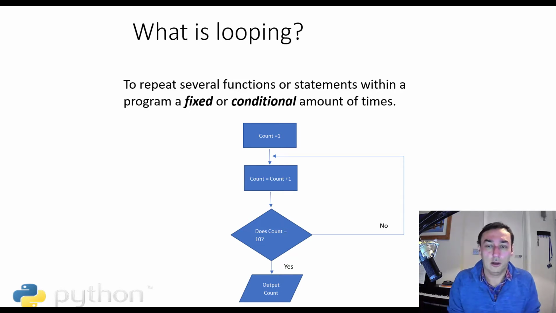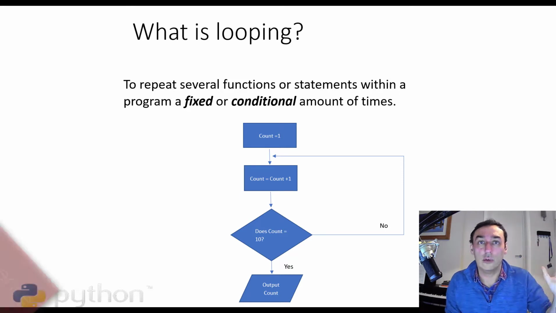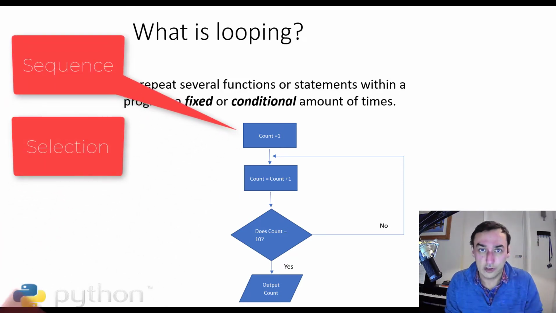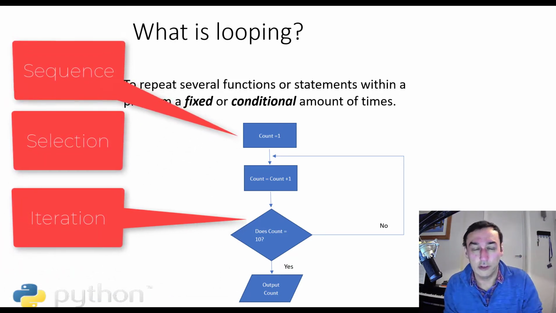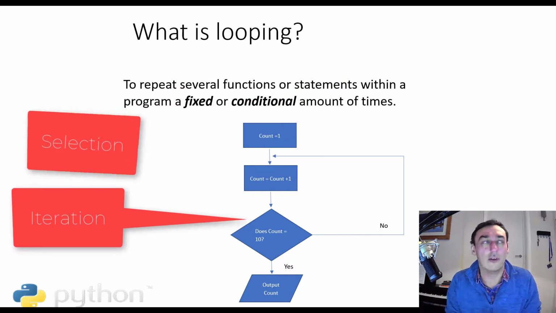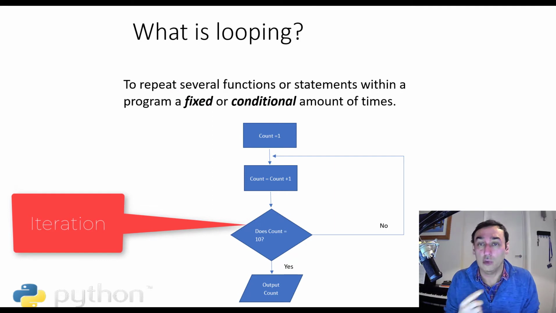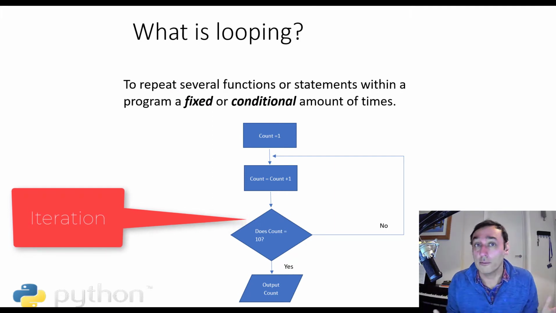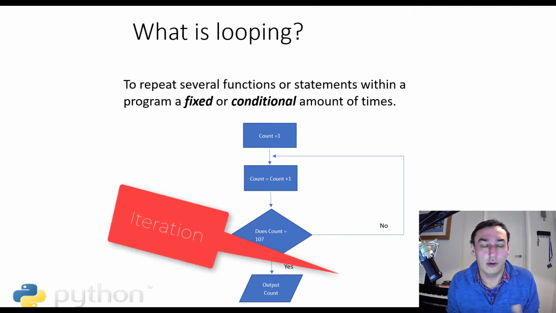If you remember, a while ago we talked about sequence, selection and iteration. Sequence is one instruction after another. Selection is the if statement, or determining the flow of the program. And a loop is when you repeat a certain part of the program a number of times.